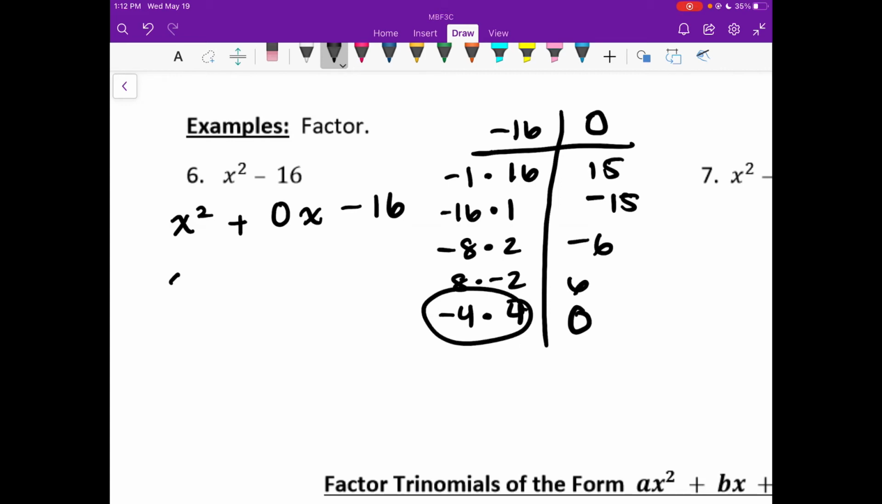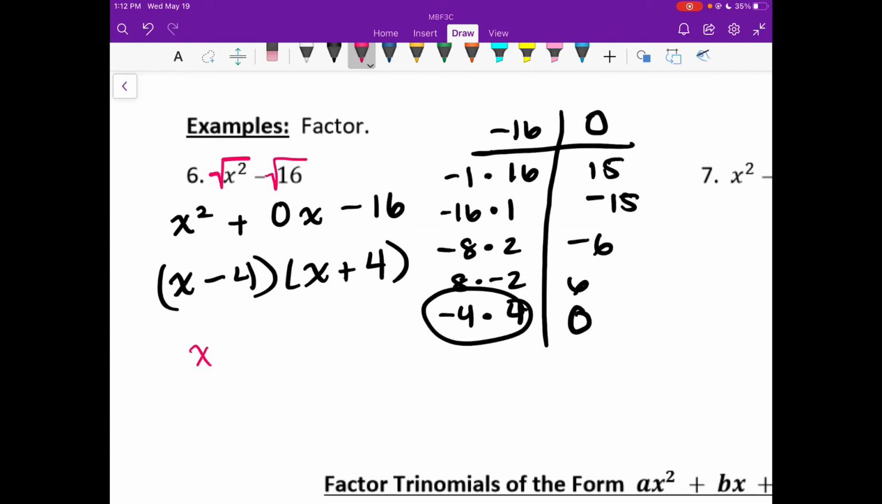Right? So I'm left with x minus 4, x plus 4. But here's where the shortcut kind of works. I know the square root of x squared is x. I know the square root of 16 is 4. So x minus 4, x plus 4 is going to be that difference of squares. Because I know the plus and the minus 4, when we add them together, will give us a 0. Okay, so you can do it either way, but I like to do it this way. And you have to remember that it has to be a difference of squares.